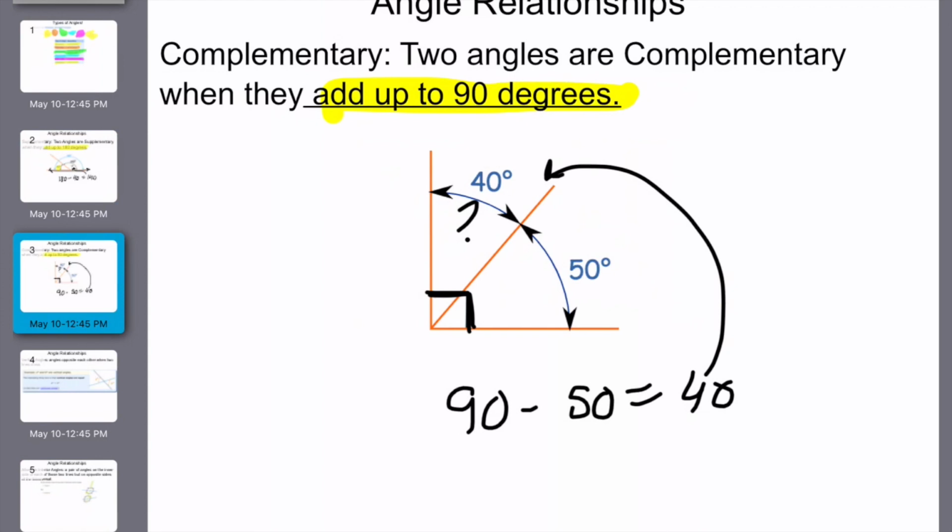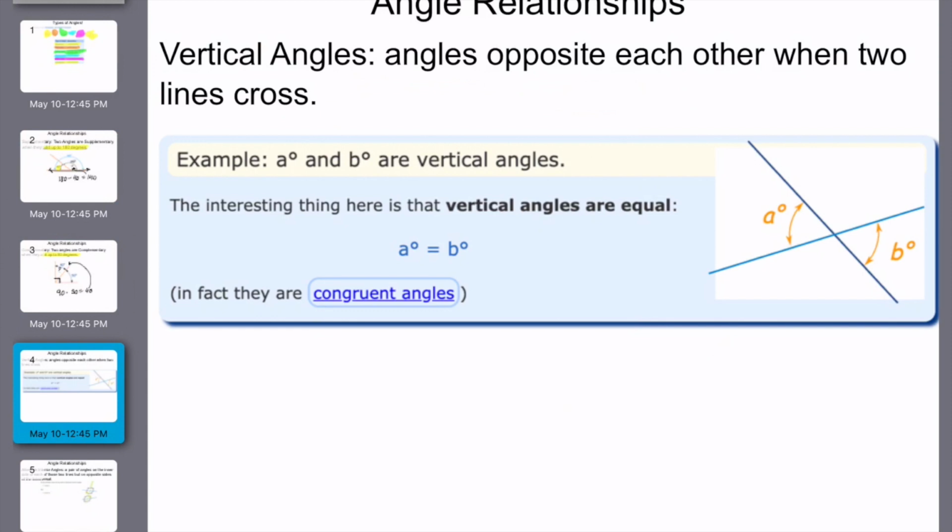Now there are other angle relationships as well that we need to know, such as vertical angles. Vertical angles are angles opposite to each other when two lines cross. And the really nice part is that they're congruent, as in they're equal to each other. They're the same value. So that's vertical angles.